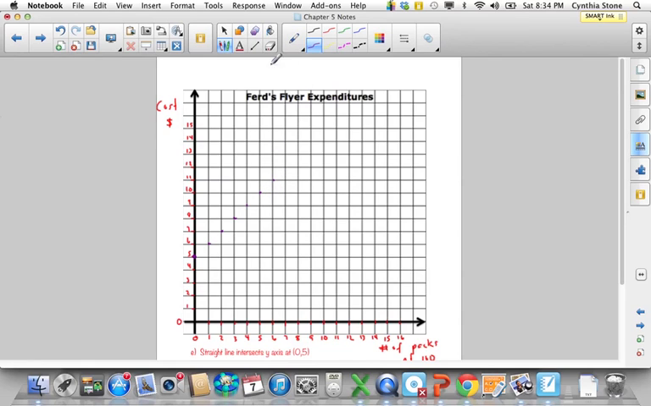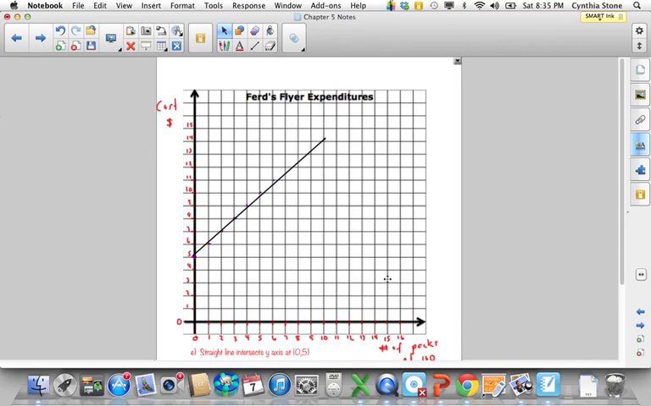So I could just draw a line out of that. This is why it's called partial variation. It's not starting at 0, 0, it's starting up here. And that's my relationship.